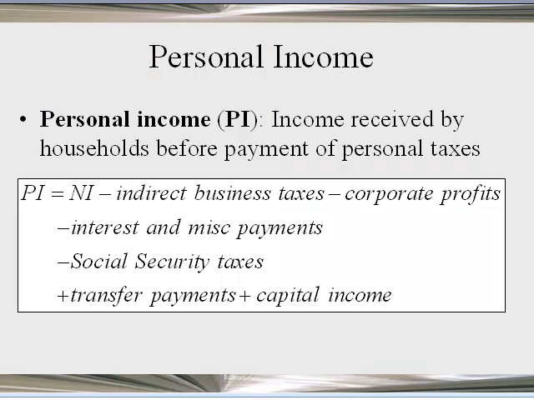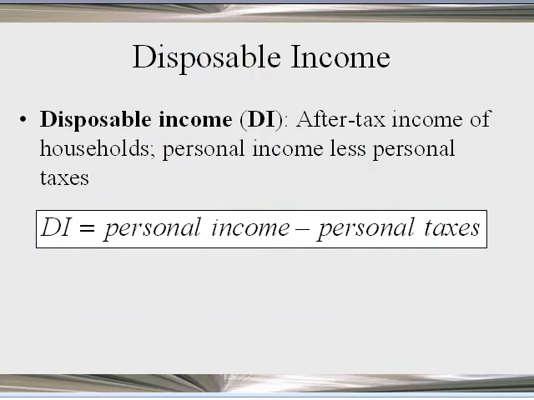So personal income is income received by households before payment of personal taxes. So take your national income minus indirect business taxes, minus corporate profits, minus interest, minus social security taxes and transfer payments. Then add the transfer payments that are available to us as personal income, and add the capital income. So that's how you calculate the personal income.